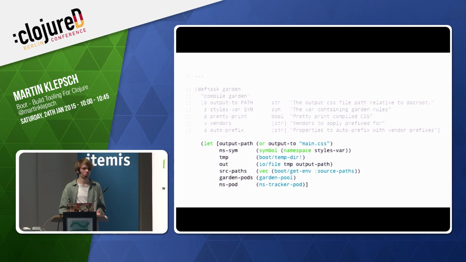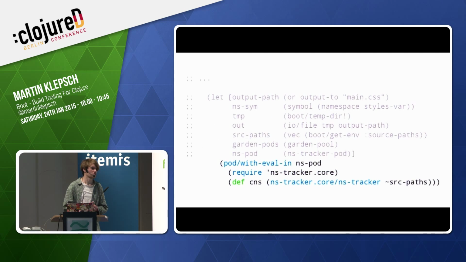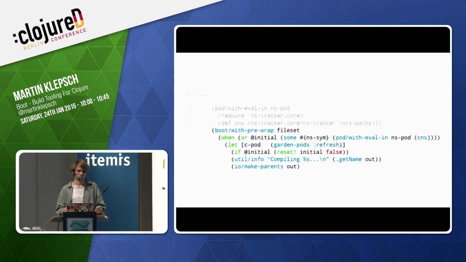So now we have a pod pool, and we have a pod to track namespaces, and now we actually want to define that function in that pod to track those namespaces. So in this NS tracker pod, we require NS tracker, and then we define a var that contains this kind of function that always lets us know what namespace has changed since the last invocation. And yeah, so we can evaluate that function later in the pod.